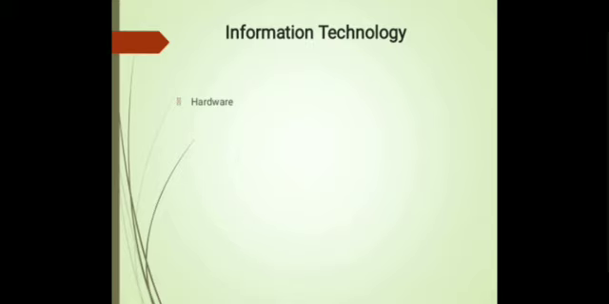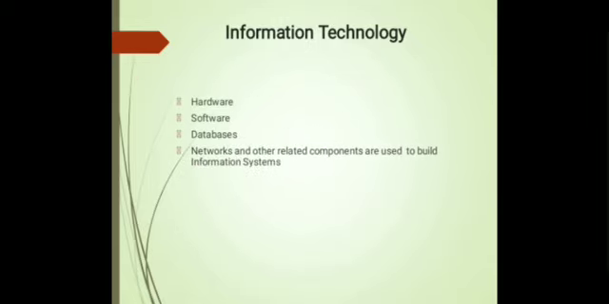Information technology. Information technology is needed to have fast and virtual storage reality. So the requirements are hardware, physical parts of the computer and various accessories, software, application system, and troubleshooting software, databases, internal database, external database, and management databases too. And networks and other related components are used to build information systems globally. Distributed data processing and centralized database can be achieved. Hence, information technology is needed to design and develop an information system like MIS.